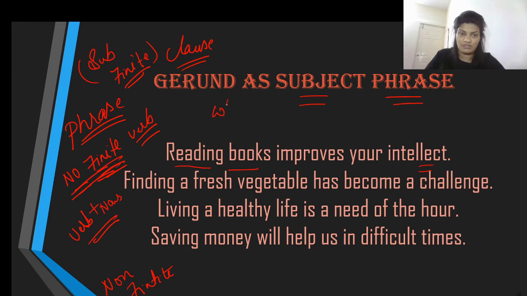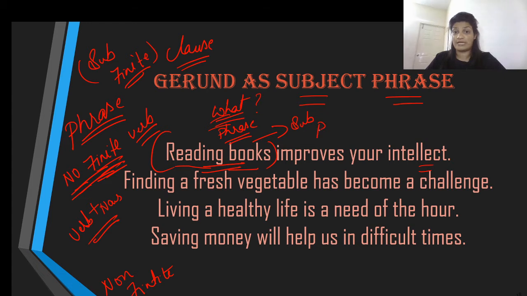Focus on the question what. Gerund always answers the question what. All right. Dash improves your intellect. What improves your intellect? Reading books. Now here you cannot just say that reading improves your intellect. It is the combination of reading and books together that becomes a phrase and still answers the question what. Therefore, this is our subject phrase.